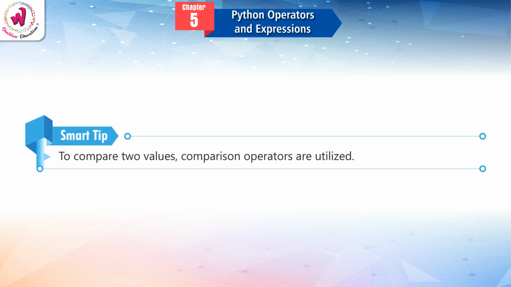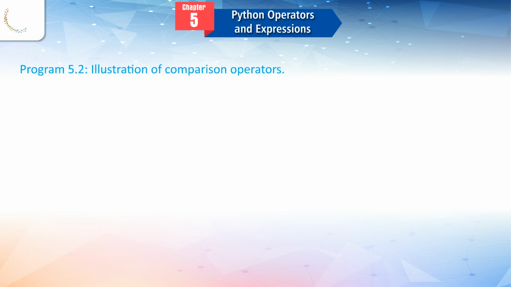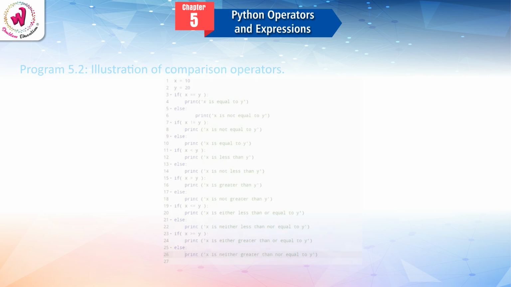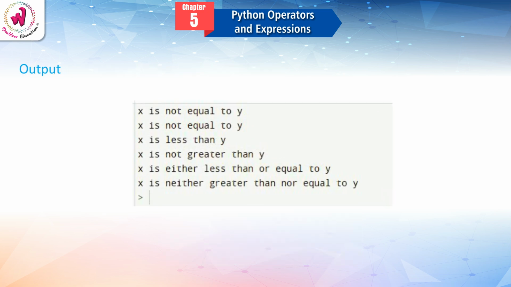Smart tip. To compare two values, comparison operators are utilized. Program 5.2. Illustration of comparison operators. Output.